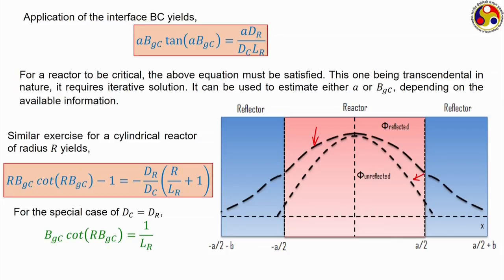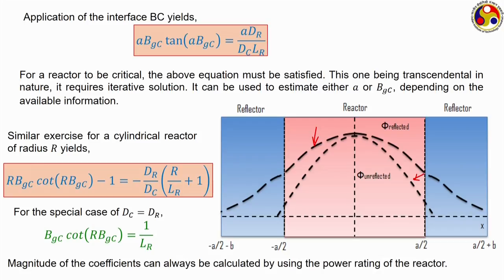And now this doesn't seem to be a transcendental one anymore, because it is simplified. We get this particular simplified form: B_g C equal to cot of R B_g C to 1 by L R. This is not transcendental, because if the value of B_g C is given, this can be used to calculate the radius of the cylinder. The magnitude of the coefficients, I have already mentioned, these two coefficients A1 and A2 can be calculated from the power rating of the reactor.